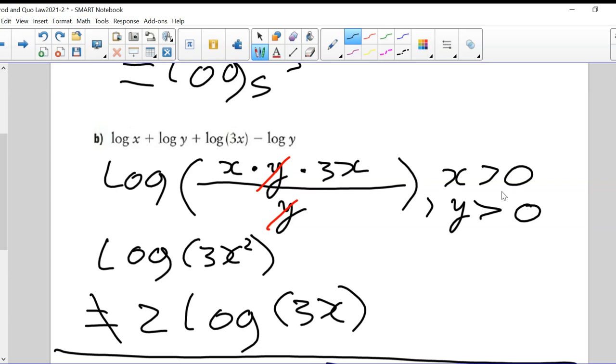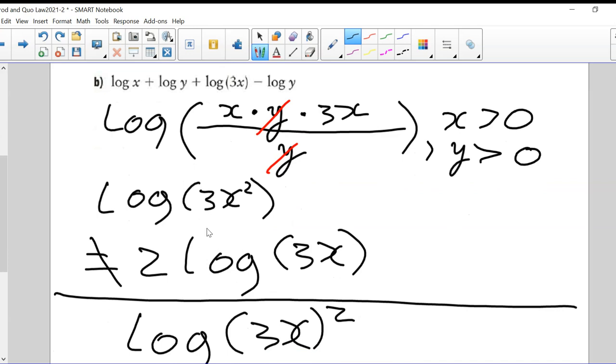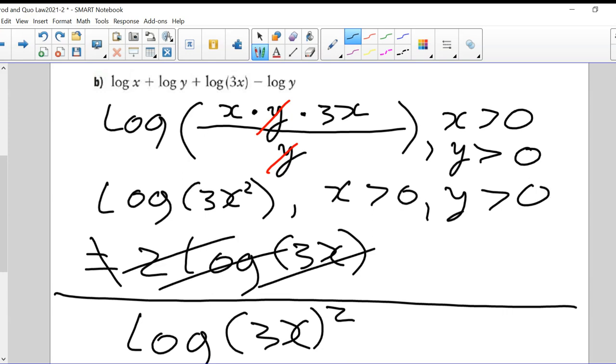So there you go, folks. This question is now answered. The final answer is this. Actually, let me put this beside here. X greater than 0 and y greater than 0. This is the answer. This is not the answer because that's not the same thing. So let me make sure that nobody thinks that that's the same thing.